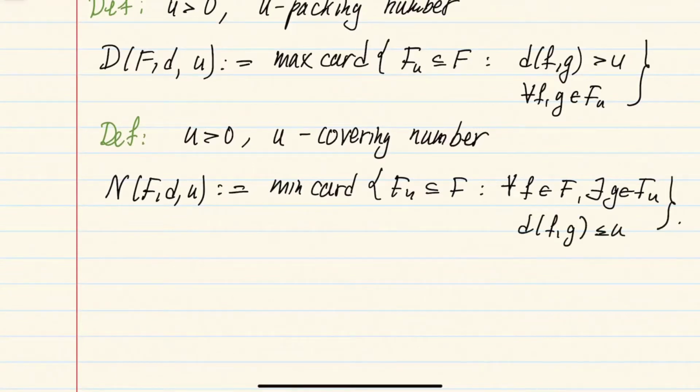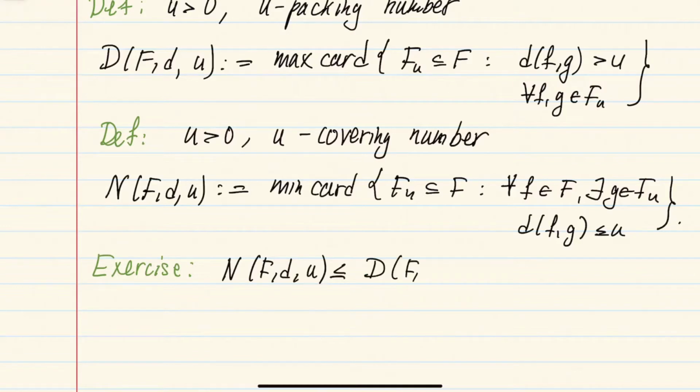Now these two definitions are closely related, and this is left as a very simple exercise, to show that the covering number is bounded by the packing number, and the packing number is bounded by a covering number at u over 2. The first inequality we will essentially see in the proof of the next result, and the second inequality is, well, a simple exercise.